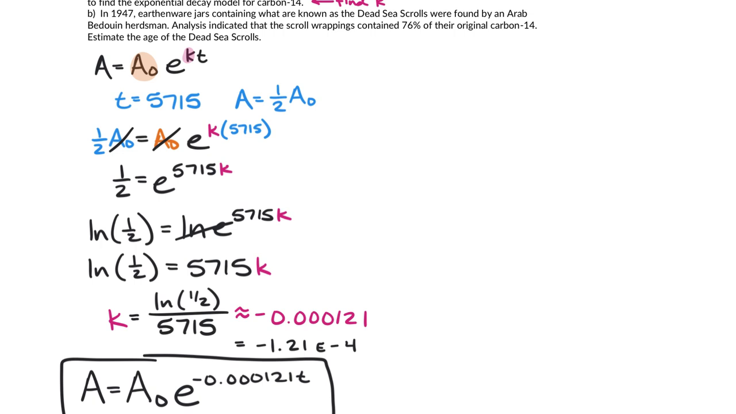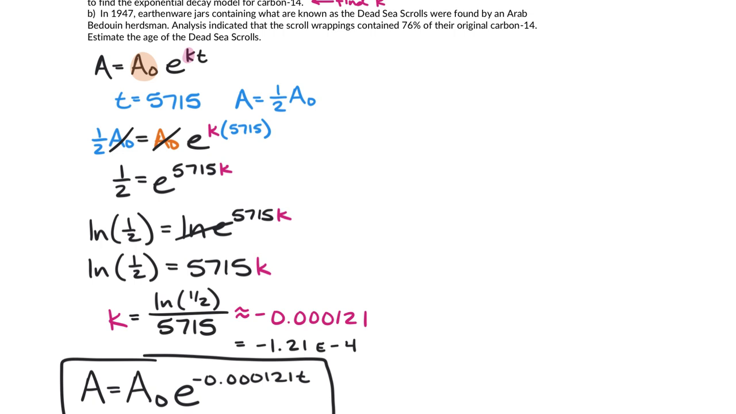Part B here says, in 1947, earthenware jars containing what are known as the Dead Sea Scrolls were found by a Bedouin herdsman. Analysis indicated that the scroll wrappings contained 76% of their original carbon-14. Estimate the age of the Dead Sea Scrolls.